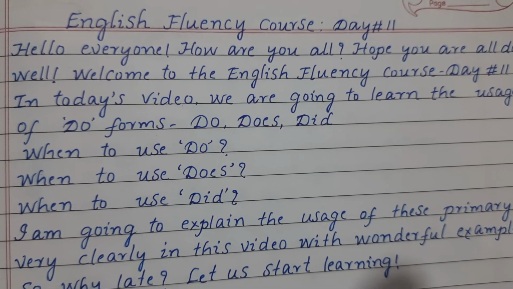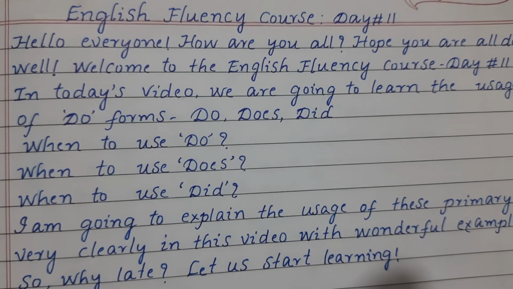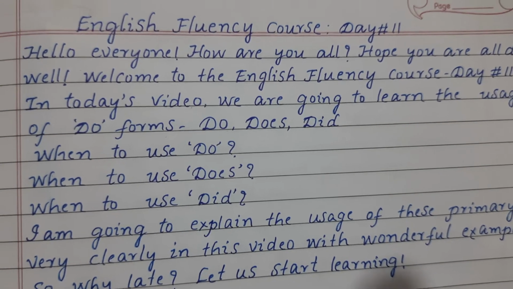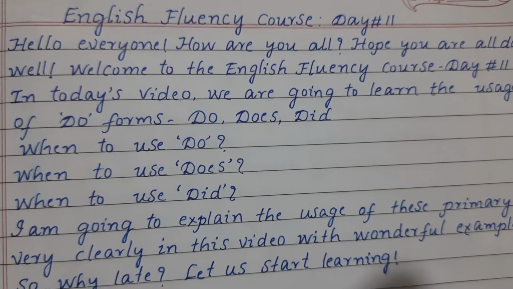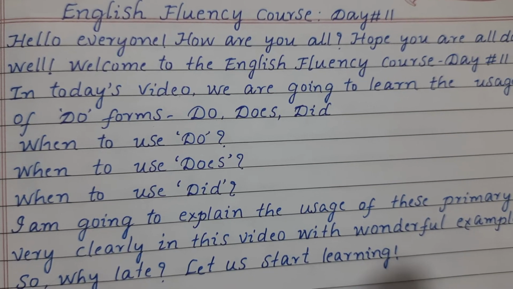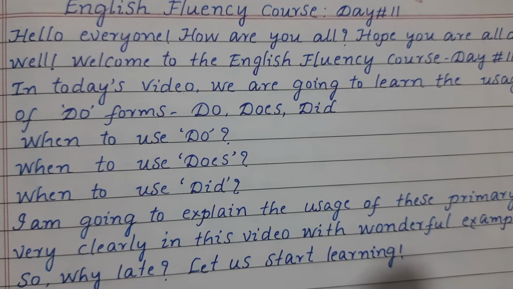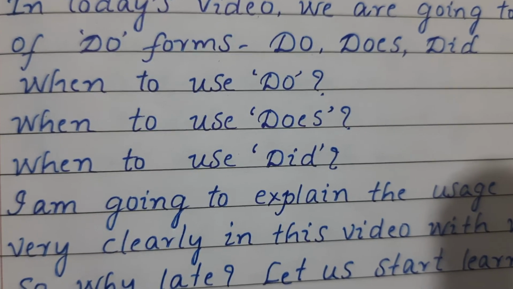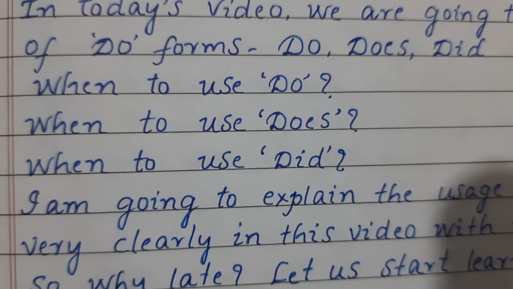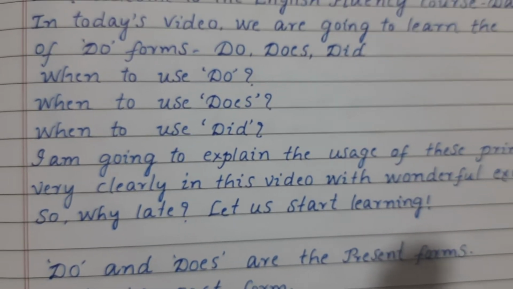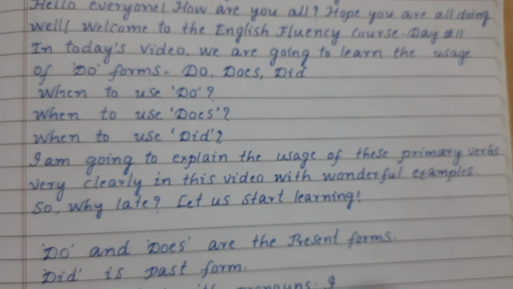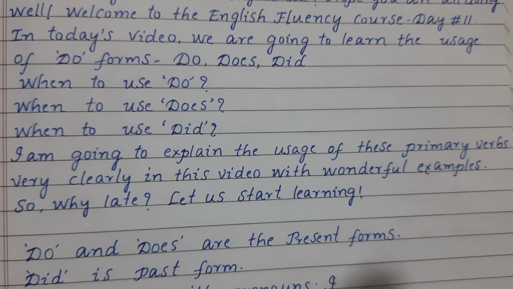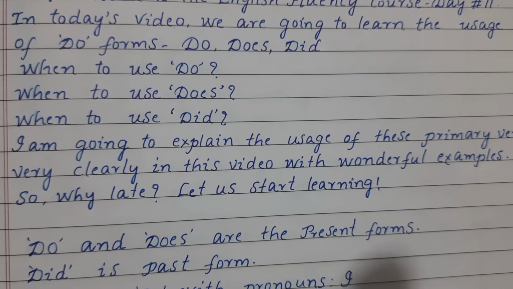In yesterday's class, we learned the uses of have forms: have, has, had, and the uses of be forms also. Be forms are is, am, are, was, were. So today, let's learn the uses of do forms: do, does, did. When to use do, when to use does, when to use did. I'm going to explain the uses of these primary verbs very clearly in this video with wonderful examples. So why late? Let's start learning.